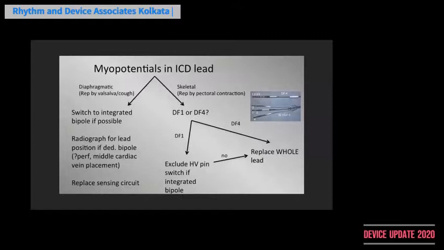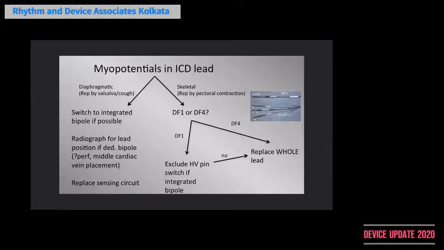And if after switching to dedicated bipole you are still having diaphragmatic oversensing, then you have to think whether the lead position is correct, whether there is a perforation or a middle cardiac vein placement. And if neither is there, you have to change the pace sense circuit.